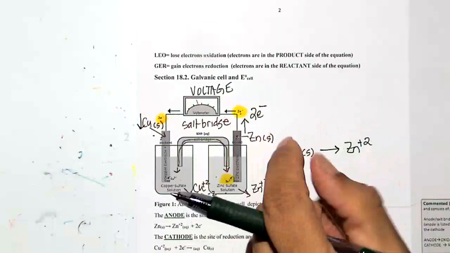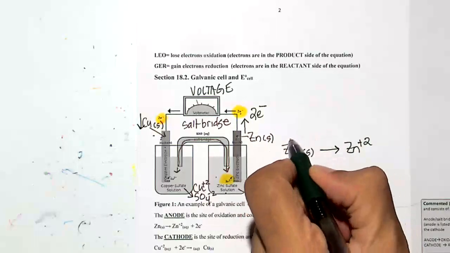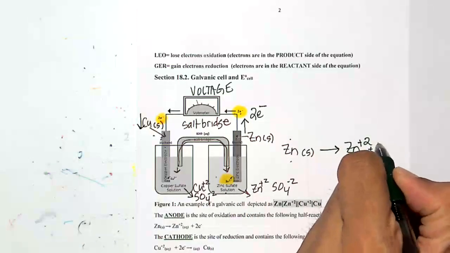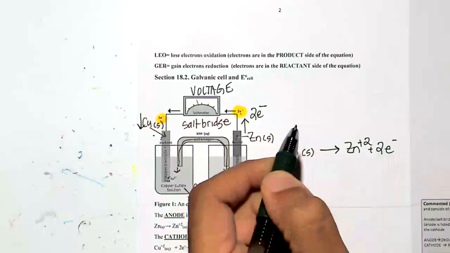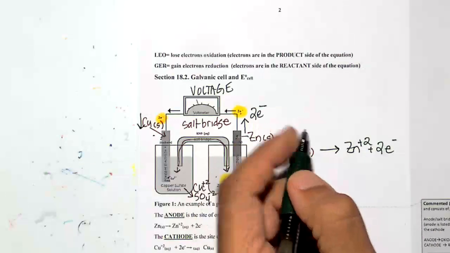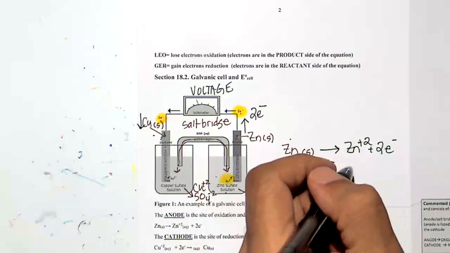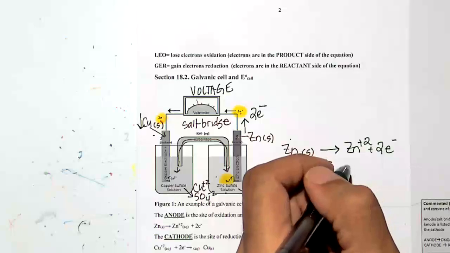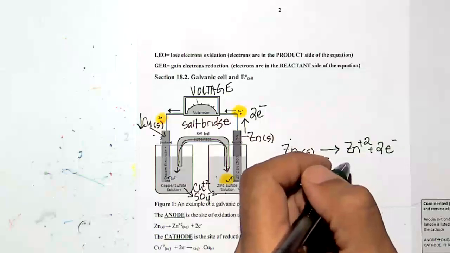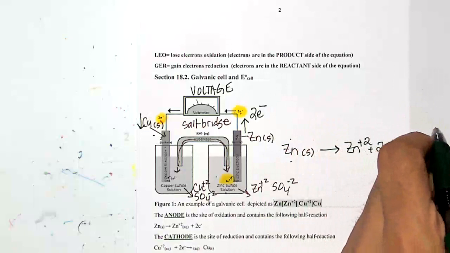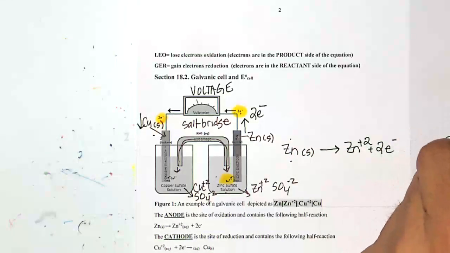And how many electrons are lost in the process? The charge here is 0. The charge on the product side needs to be 0. That's 2 electrons. Is this the cathode or anode? Losing 2 electrons. Anode, very good.